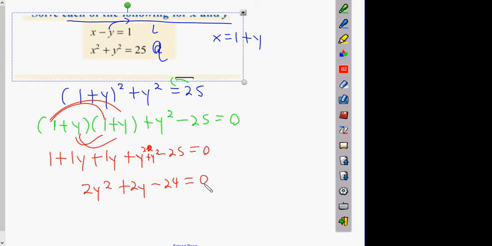It's divisible by 2. You can divide it by 2 if you want. So you see the way they're all divisible by 2? You can divide it by 2 and you'll get y squared plus y minus 12 equals 0. That's okay. The other way you could do it, and I don't think a lot of you would think to divide it, you could do the reference number.